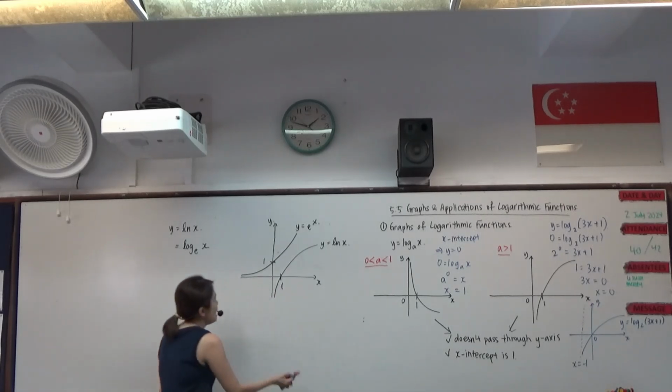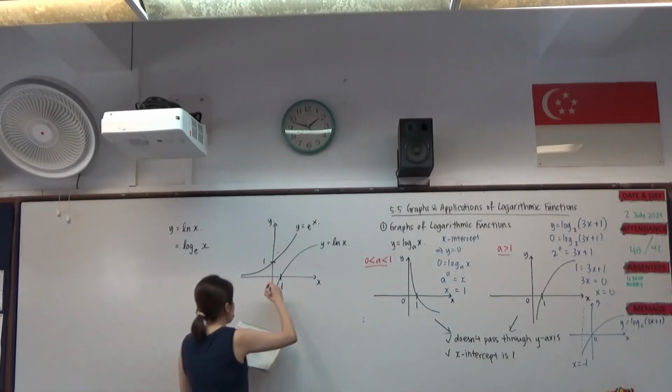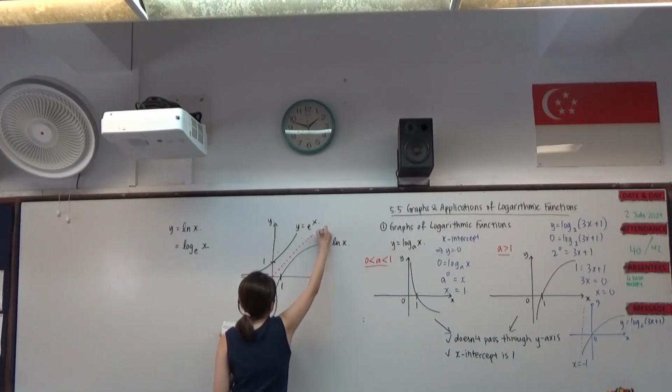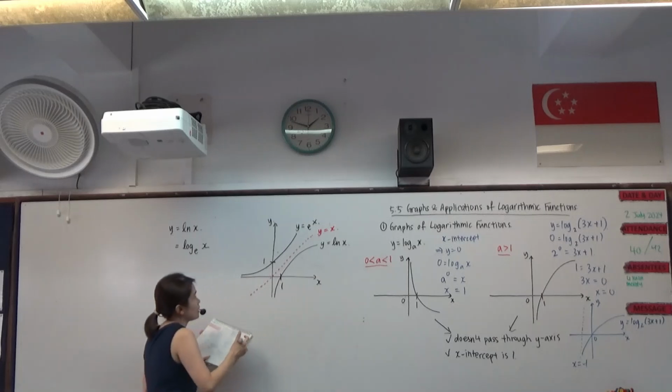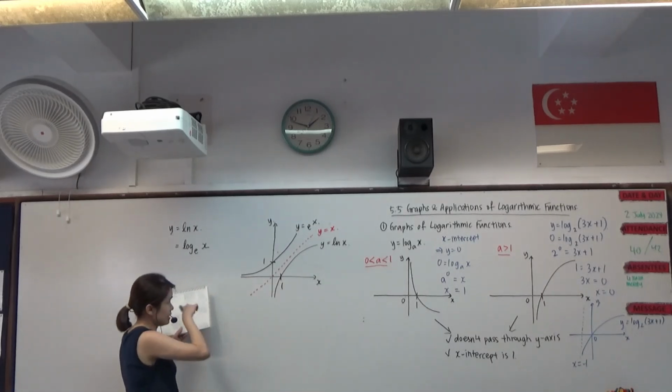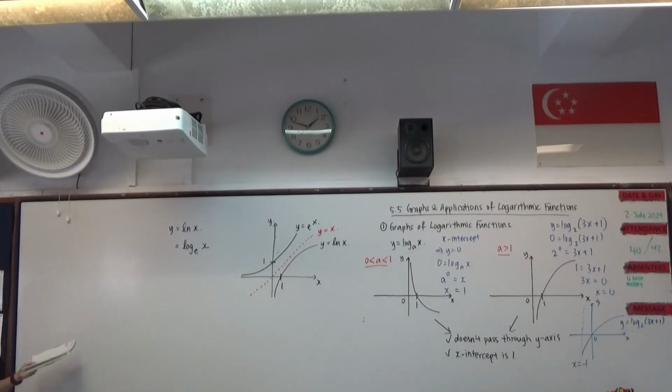Reflection where? How does it reflect? It reflects along the line y equals x. And that's because they are inverse functions of each other, just like you can think of sine and sine inverse.